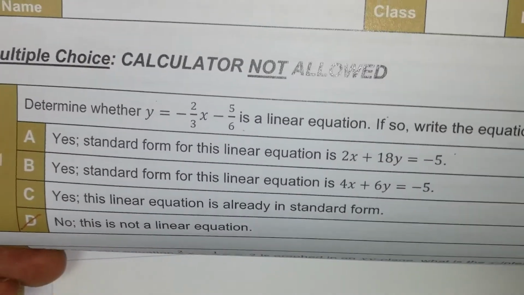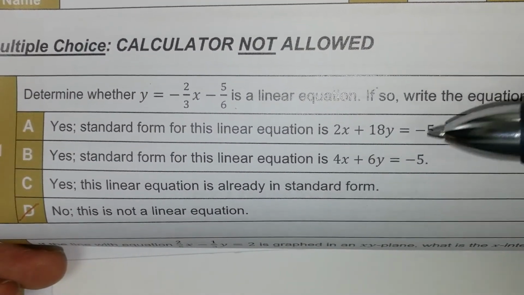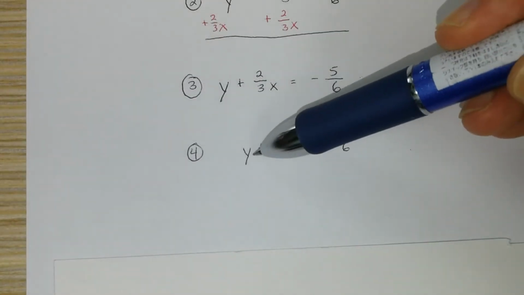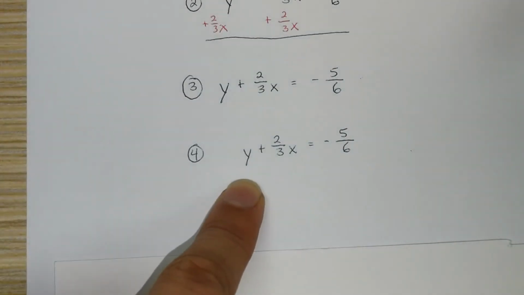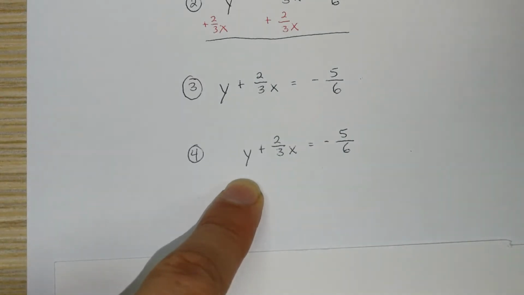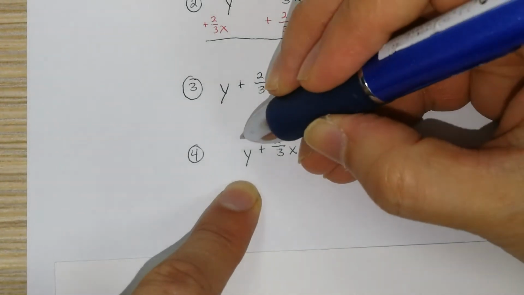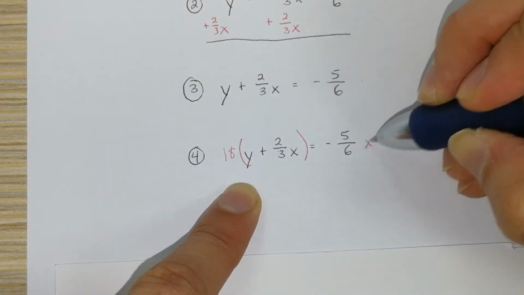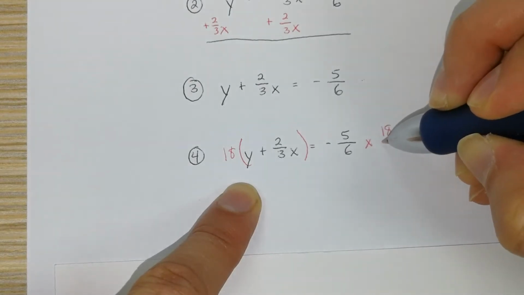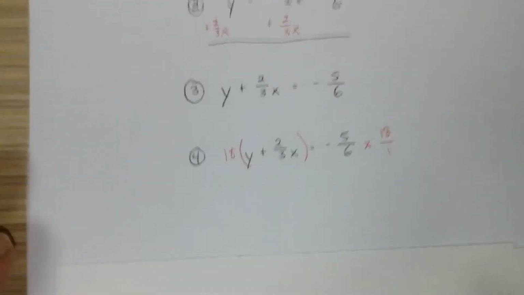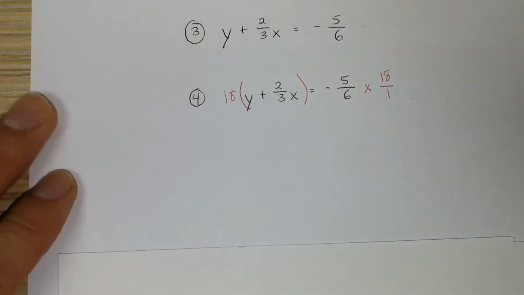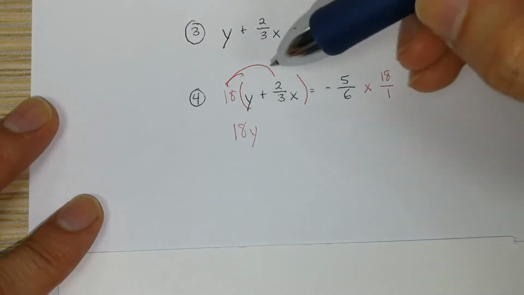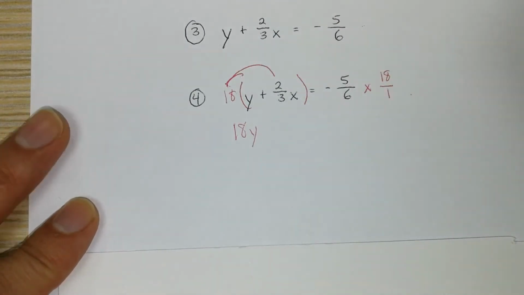What I'm going to do is, since I see that the y value here in A is 18, well, if I multiply this y by 18, that's going to give me 18y. So that's what I'm going to do. I'm going to multiply this whole side by 18, but that also means I have to multiply the right side by 18, and just to make it easier, I'm going to make that a fraction. When I multiply that left side by 18, here's my 18y that's the same as in the answer. Now I have to multiply 18 times 2 over 3.